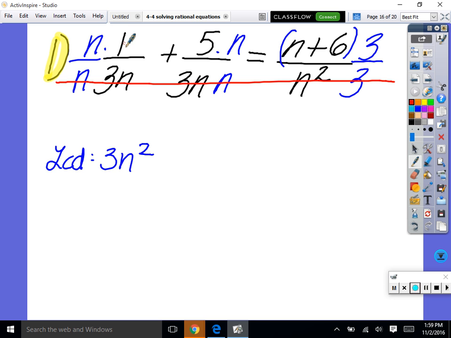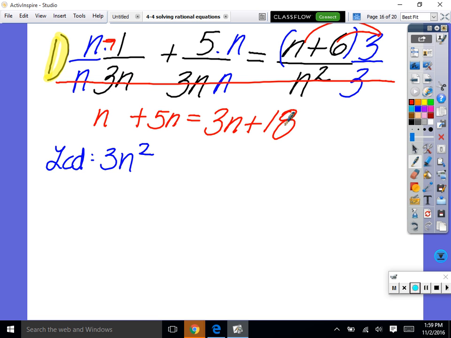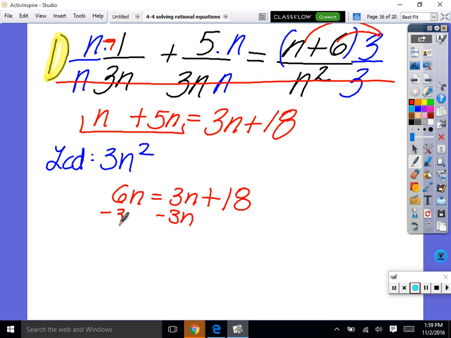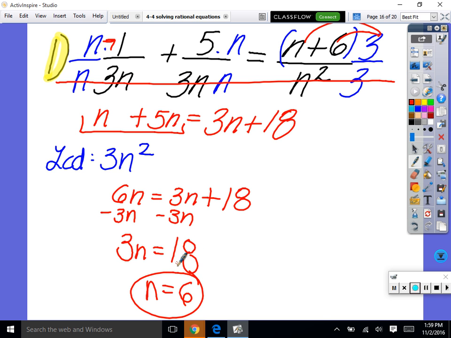N times 1 is n. Plus 5n, right? Equals 3n plus 18. Then from there, we'll continue to solve. Well, let's combine these. So that's 6n equals 3n plus 18. Now you subtract 3n. So we have 3n is equal to 18. N equals 6. It's not negative, right? Everybody good with that one?